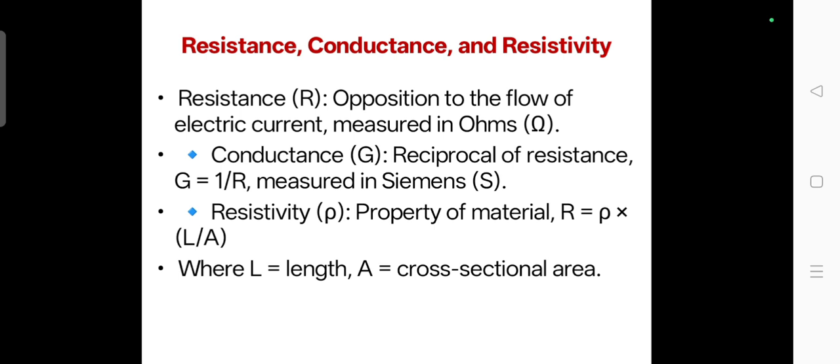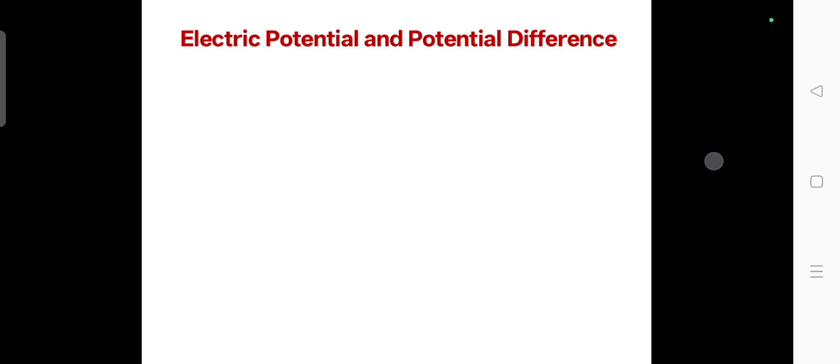Details about resistance and on which factors it depends, we will discuss in the DC circuit. So here just remember what resistance is, and also resistivity, denoted by rho, which is a property of the material. So R is mathematically expressed as rho into L by A, where L is the length and A is the cross sectional area. Got it? Now the last point, electric potential and potential difference.